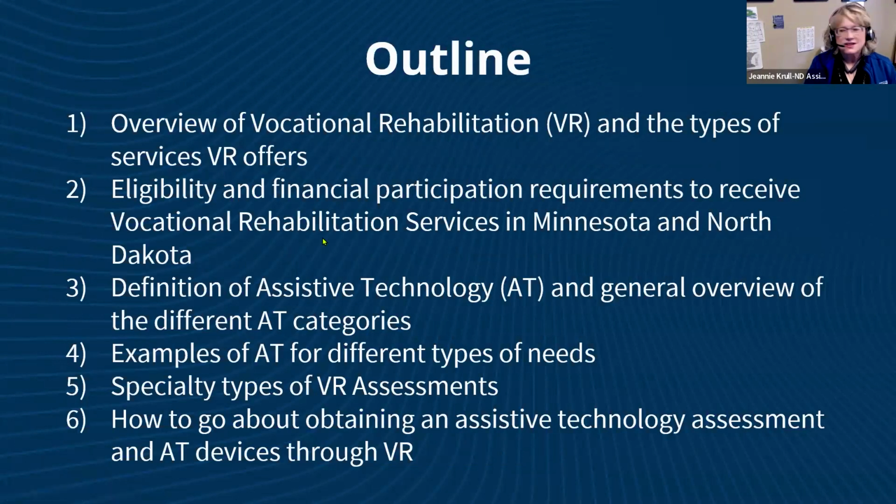All right. So today we're going to get an overview of vocational rehabilitation and the types of services that VR offers, and talk about eligibility and financial participation requirements in order to receive services from VR. We're going to talk about the definition of AT and a general overview of the different assistive technology categories, and then some examples of assistive technology for different types of needs that are work-related, and how to do vocational rehabilitation assessments, specialty types of assessments, assistive technology related, and then how to go about obtaining an assistive technology assessment and AT services through VR. And then I have Josie going next.